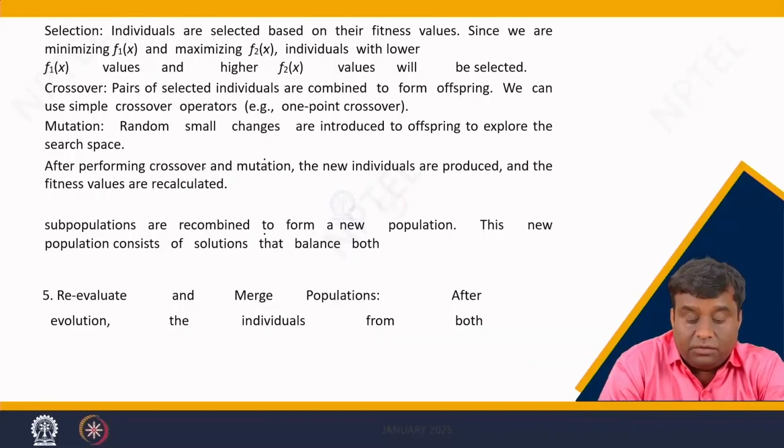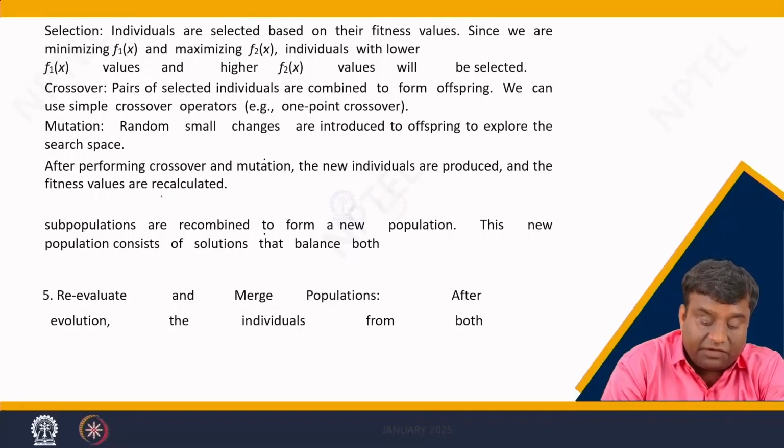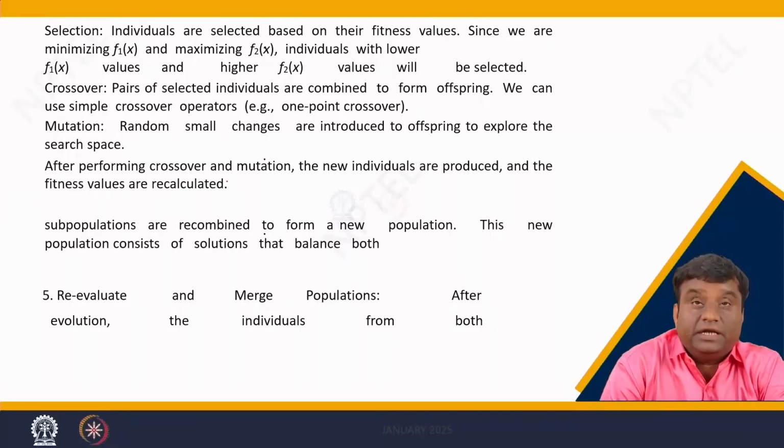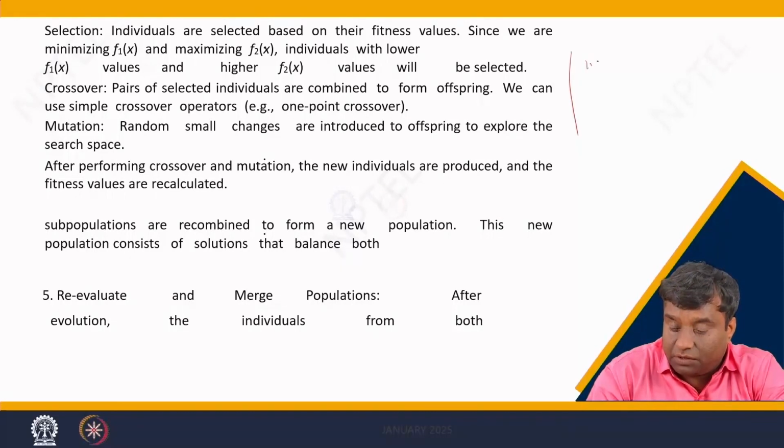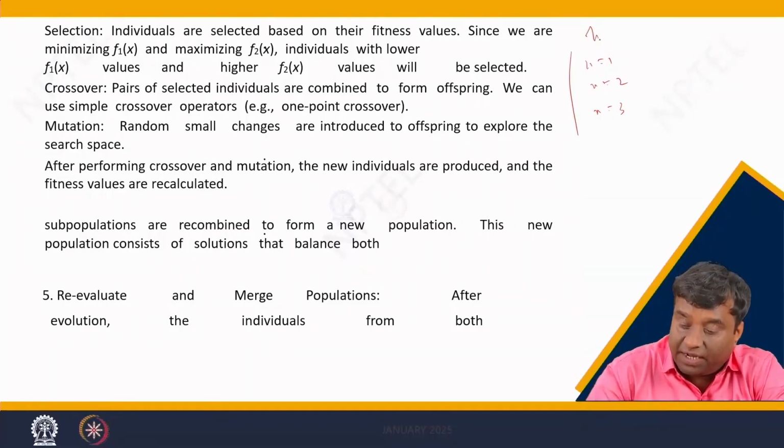After performing crossover and mutation, the new individuals are produced and the fitness values are recalculated. So here we can say that x equal to 1, x equal to 2, x equal to 3. So that is for f1x. For f2x, that is x4 equal to 4, x5 equal to 5, x6 equal to 6.